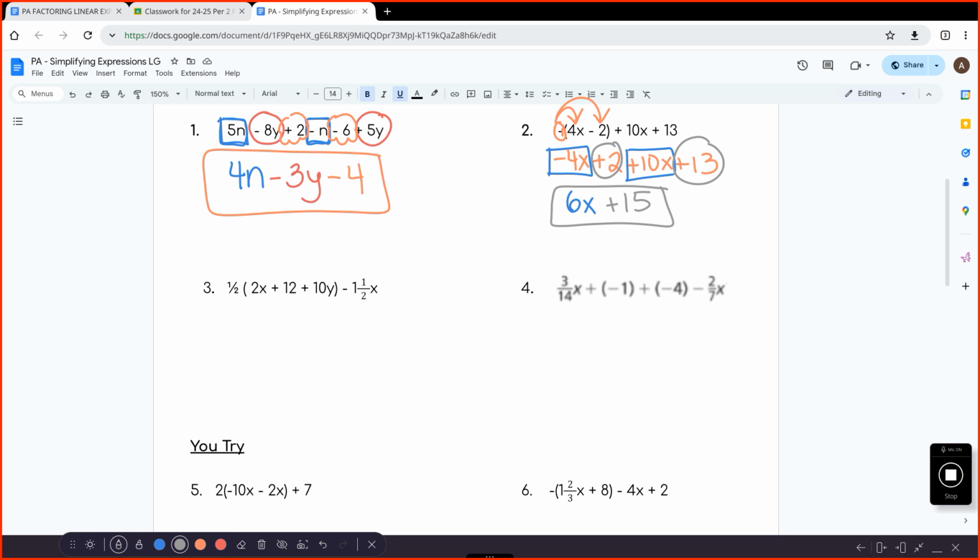All right, number 3, don't be scared of the fraction. We have 1/2 outside of the parentheses, and that's what we're going to start with distributing.